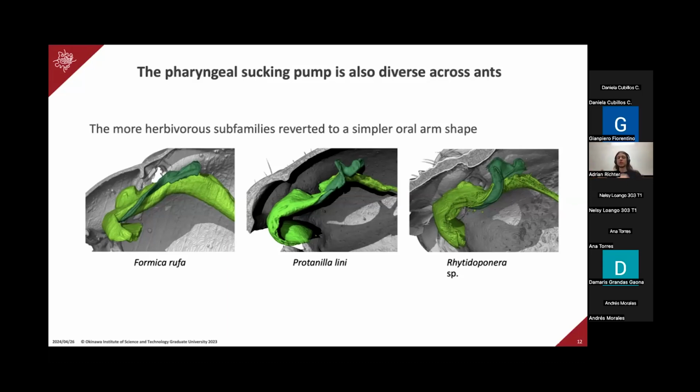So that could be one reason why ancestrally ants first got this kind of more complex shape, if it really does have something to do with predation. I still have to test that more. But then some ants that got more nectar feeding again, those kind of reversed that.